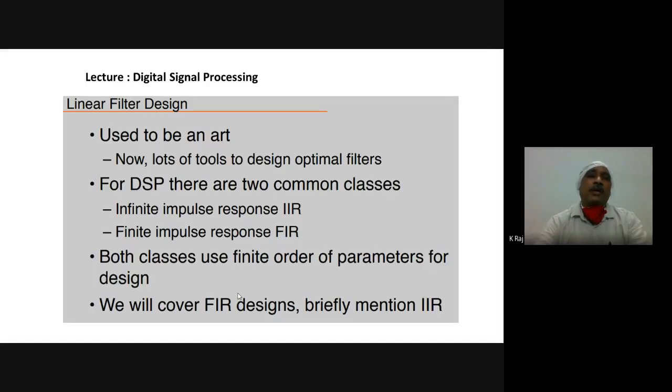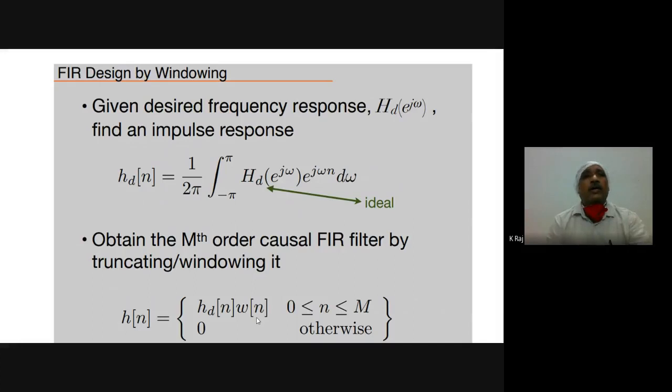So during the designing, we have to focus on the optimal concept, and after the designing, we have to cover these four parameters in order to analyze the behavior of the designed system. For that purpose, there is a need of a finite number of components, and we have to use a finite order of parameters for the designing. Here we are going to cover the FIR designs, which we mentioned briefly in the previous lecture, and after that, we will come to the next topic, that is the design of the IIR filter.